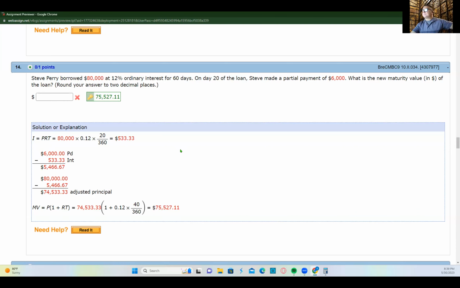All right. So what is the question? Steve borrowed $80,000 at 12% ordinary interest for 60 days. He made a partial payment. So first off, you have to figure out what interest accrued for the first 20 days. That's what they're doing here: 80,000 times 12% times 20 days over 360. You're going to take whatever interest you got there and add it to the principal of his loan. And then you're going to take out the $6,000.